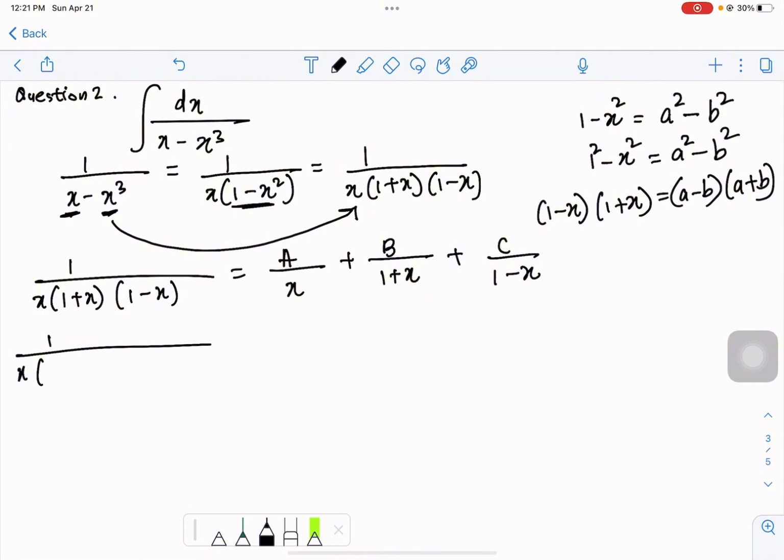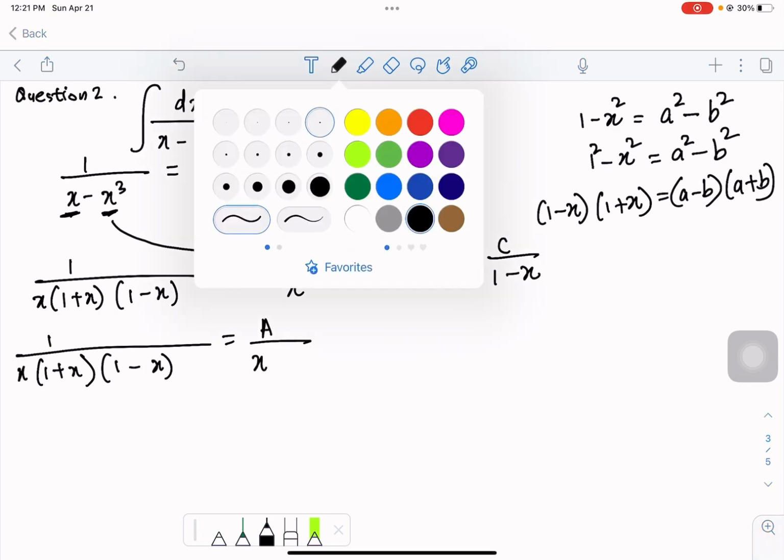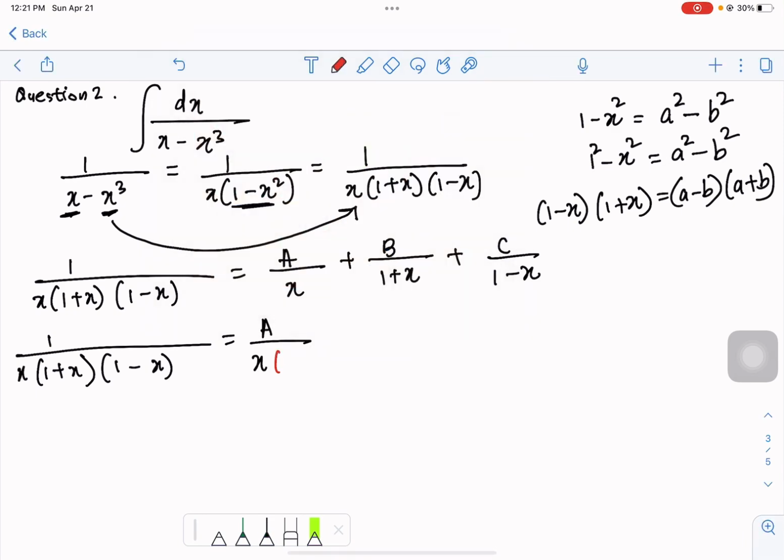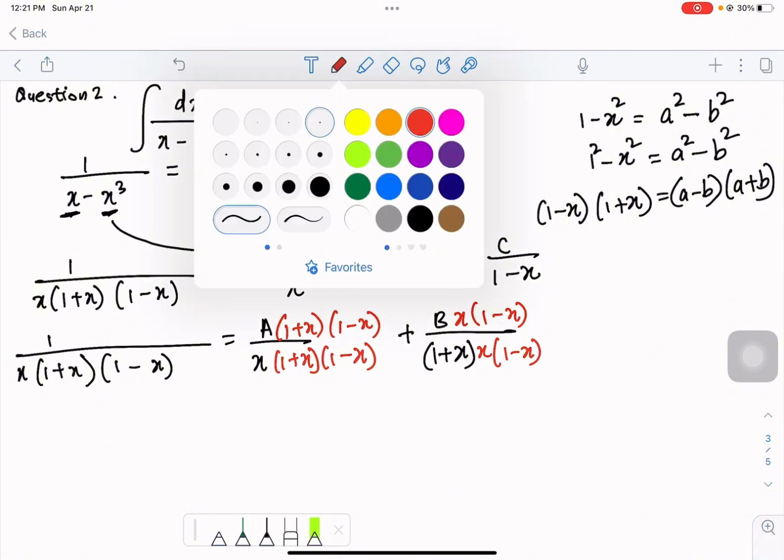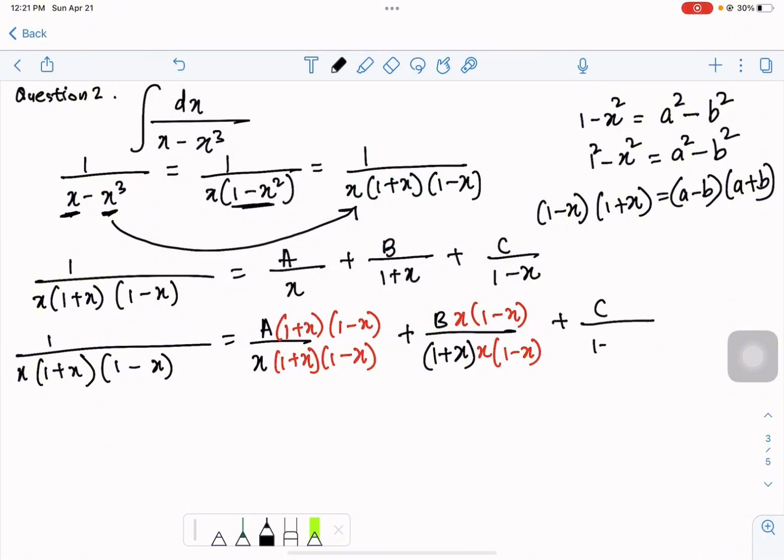On your left hand side you have x times 1 plus x times 1 minus x. So what is missing here compared to the left hand side? Here, the 1 plus x is missing, and the 1 minus x is missing. Whatever is below should be the same above. Plus b over 1 plus x. Compared to the left hand side denominator, we need x and we need 1 minus x. So whatever I introduce has to be introduced above as well. Plus c over 1 minus x.